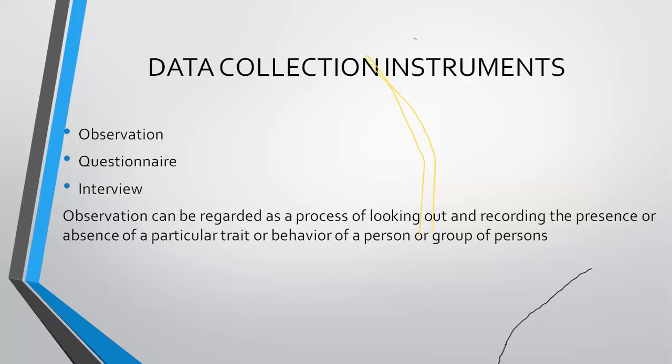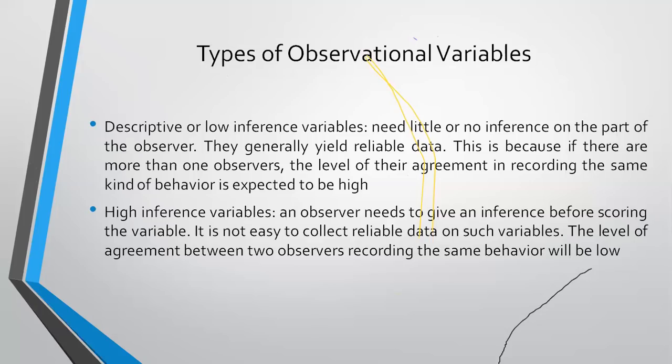Observation can be regarded as a process of looking out and recording the presence or absence of a particular trait or behavior of a person or group of persons. Before you start your project, make sure that you know how to interpret your observation. There are some variables that are important in observation. What are the types of observational variables? We have what we call descriptive variables. It's also known as low inference variables.